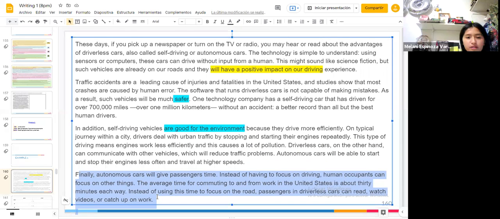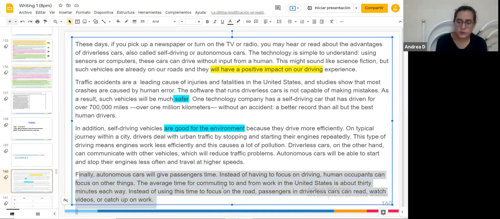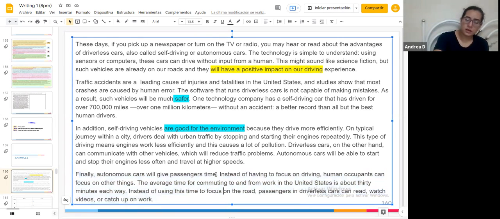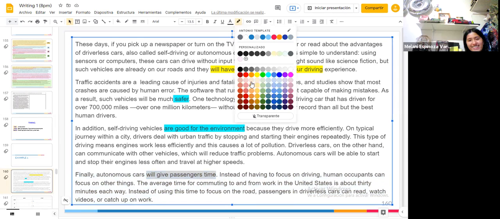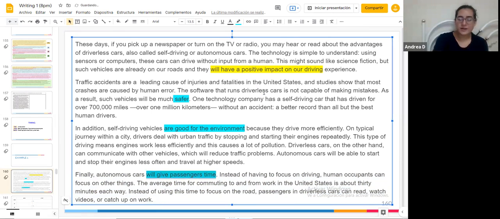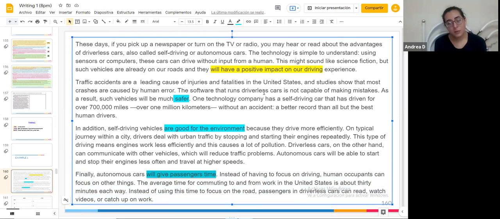The person can focus on other things. Okay, yes, that's right. The person can focus on other things because they will have more time, right? Okay, yes. Okay, guys. So perfect. So as you can see, you got one claim, one opinion, and three reasons. So they'll have a positive impact because they're safer, they're good for the environment, and they will give us time.